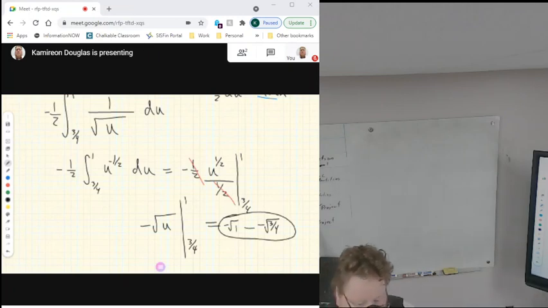It looked a lot like the square root of 3 minus 1 over 2. That's my solution. You?